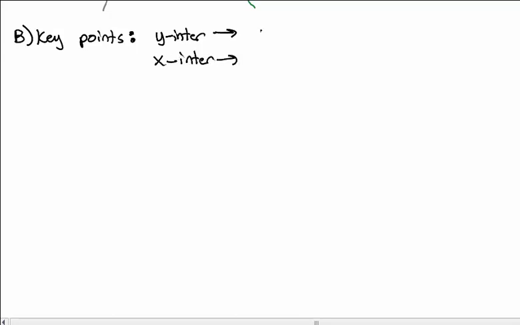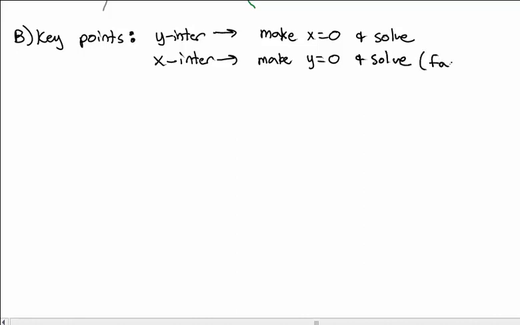The way we find the y-intercept is we make the other variable, x, equal to 0, and solve. The way we find the x-intercept is we make the other variable, y, equal to 0, and solve. And usually this means with the x we're going to have to factor to solve. And we're going to talk about some more factoring strategies as this unit progresses.